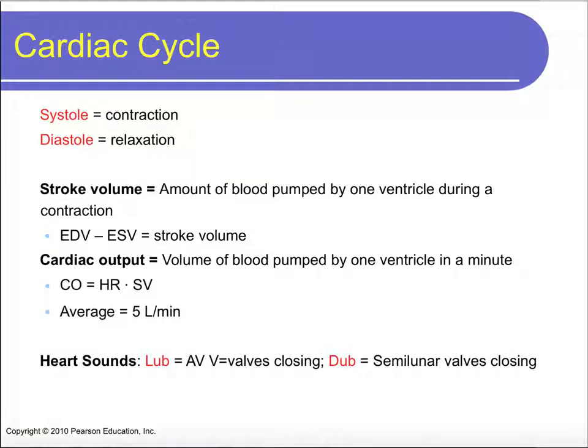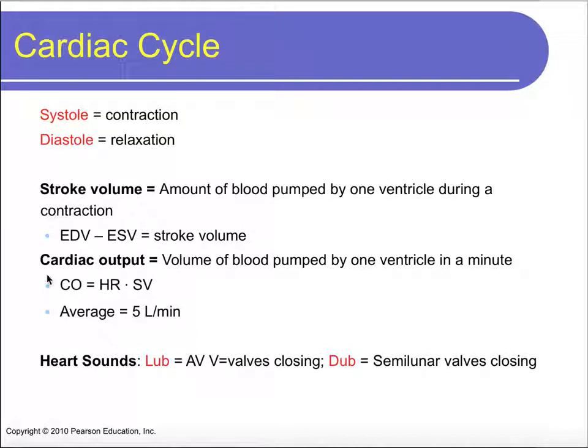Okay, so let's take a look at a cardiac cycle. That is one contraction and relaxation. So systole is when the heart is contracting. And when the heart is contracting, we're really talking about the ventricle. So it is pumping out blood. And then during diastole, the heart is relaxing and it is filling with blood.